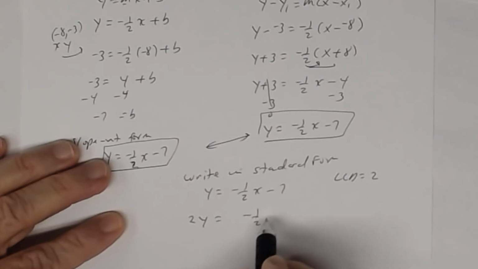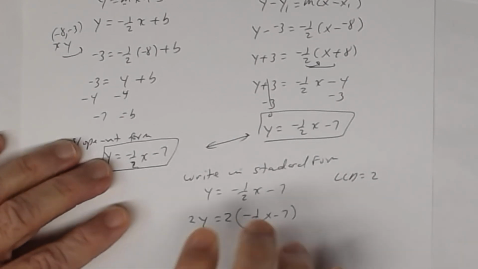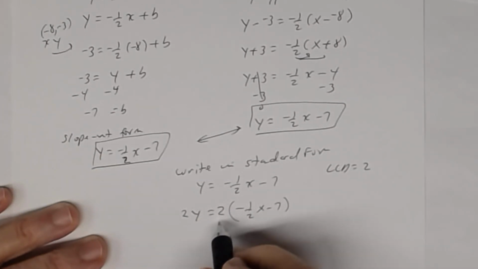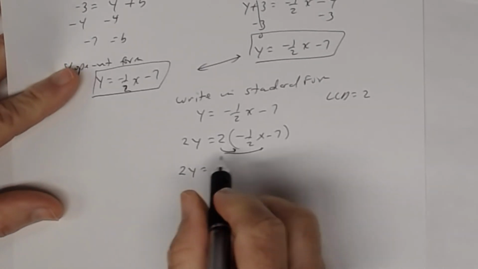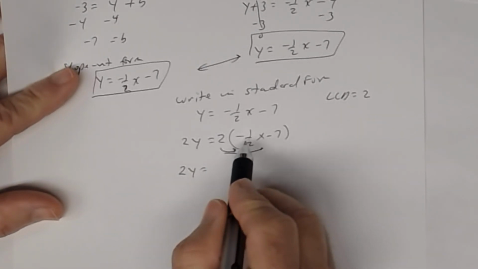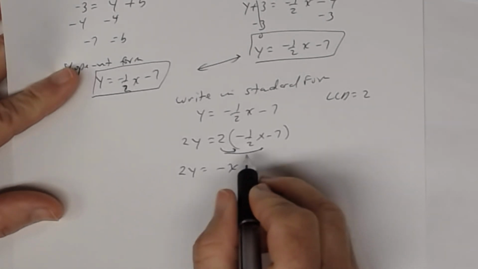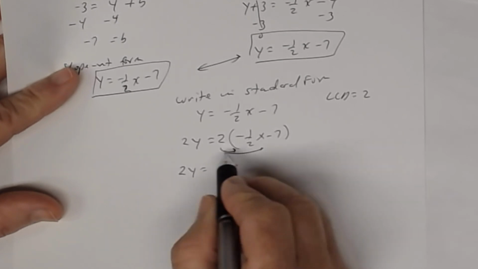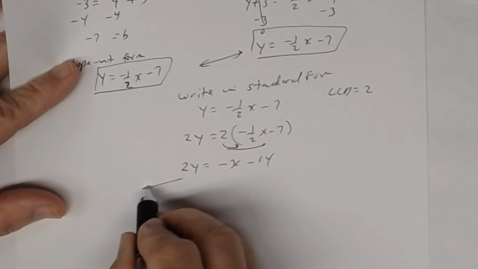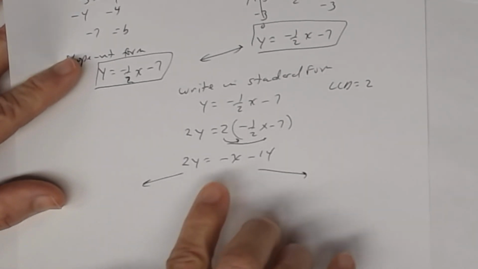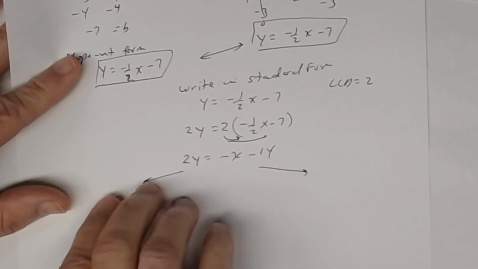So let me go ahead and rewrite this side. Notice I'm going to put this side in parentheses because all these have to be multiplied by 2. So you will multiply both sides by 2. Now you're going to distribute. And when I distribute, I get 2y equals 2 times a negative 1/2 x is a negative x, right? And then 2 times a negative 7 is a negative 14. And now from here, you can go two different ways. You can bring the variables to the left or the variables to the right. So let's bring the variables to the left first.